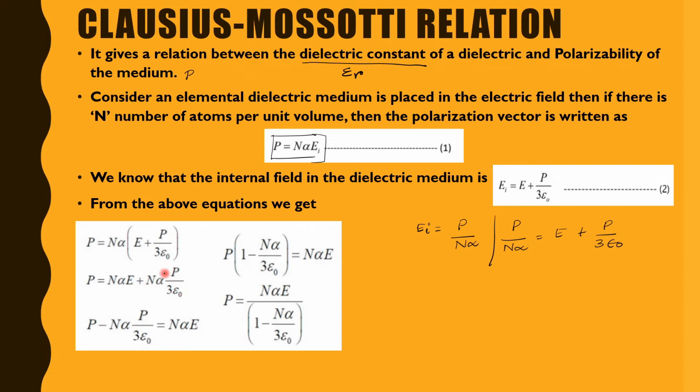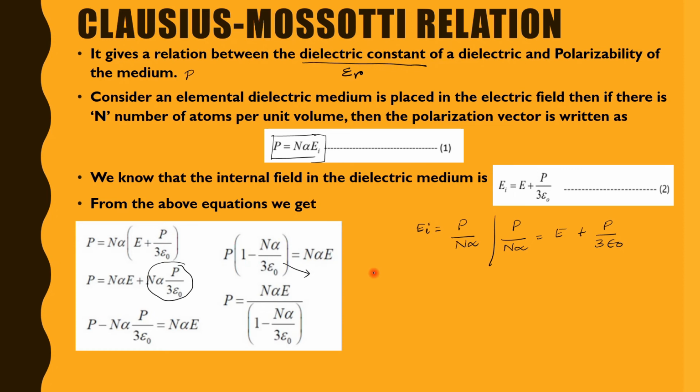Now we will take this whole thing to the other side. So when we take P common, we get P times bracket 1 minus n alpha by 3 epsilon naught is equal to n alpha E. So when we take this thing down, we get P is equal to n alpha E by 1 minus n alpha by 3 epsilon naught.